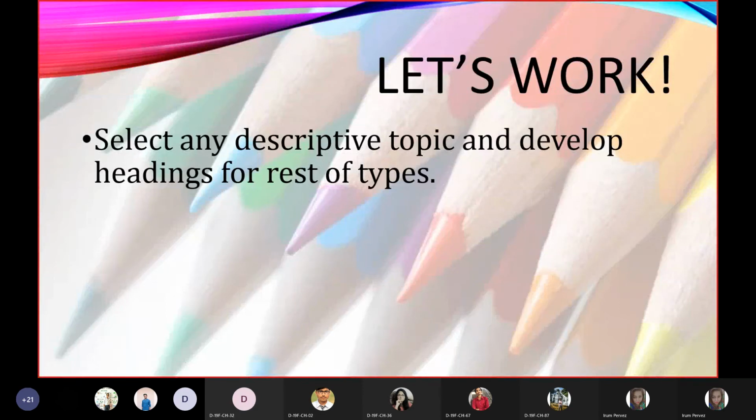I hope my instructions are clear. If you are stuck anywhere, please let me know. I selected one descriptive heading and then I transformed it into the rest of the four headings. In the same way, you have to choose one heading and then transform it into the rest of the headings. I hope the instructions are clear. Please start working. If you have any question regarding instructions, please write it down.